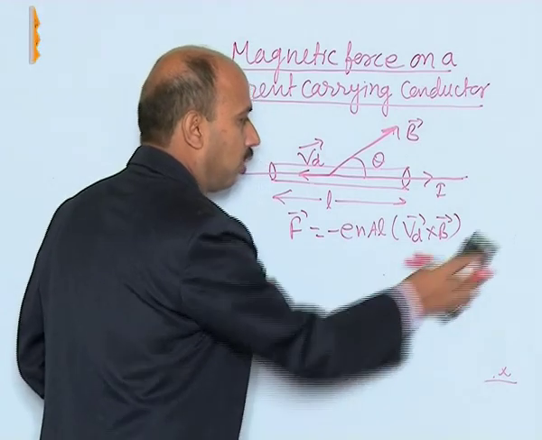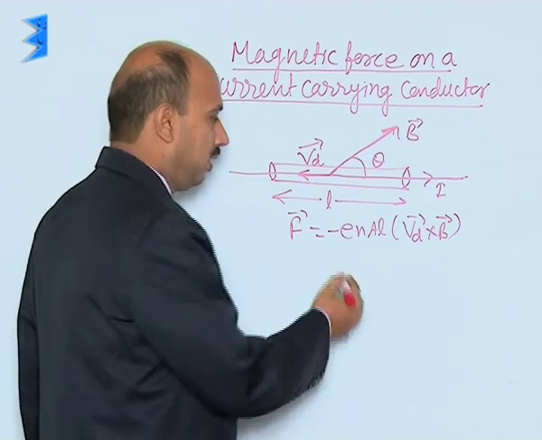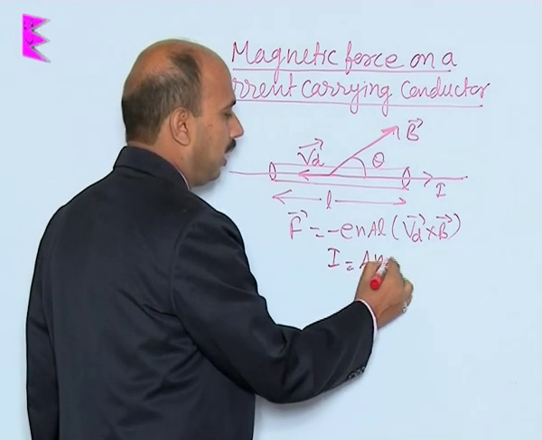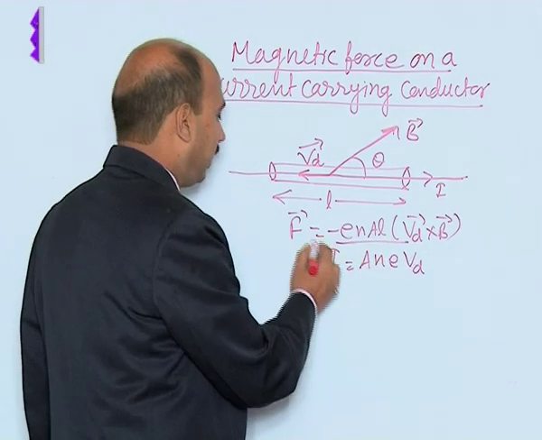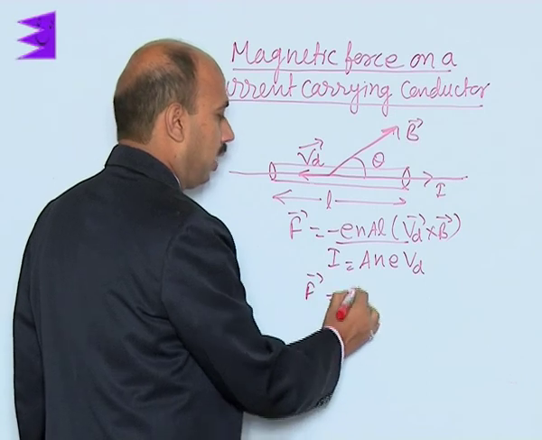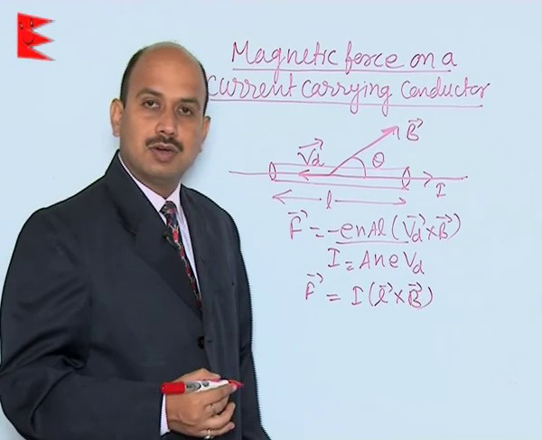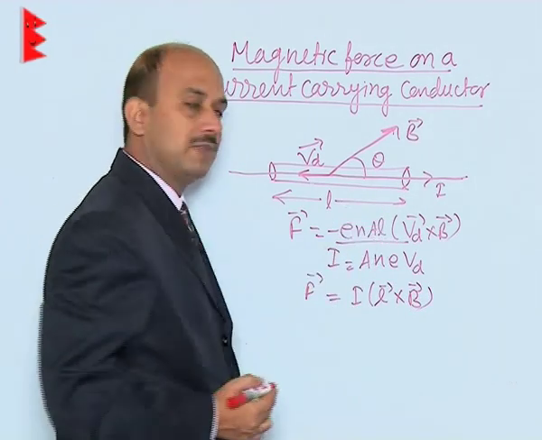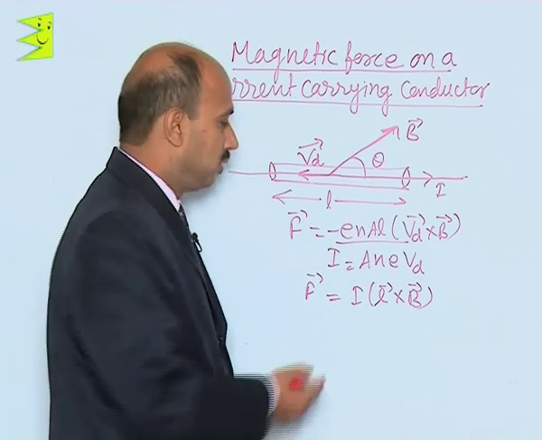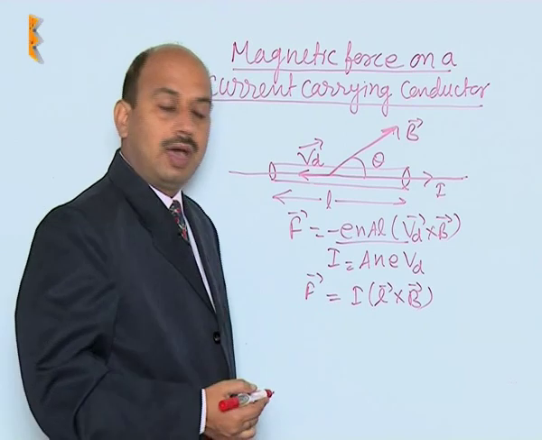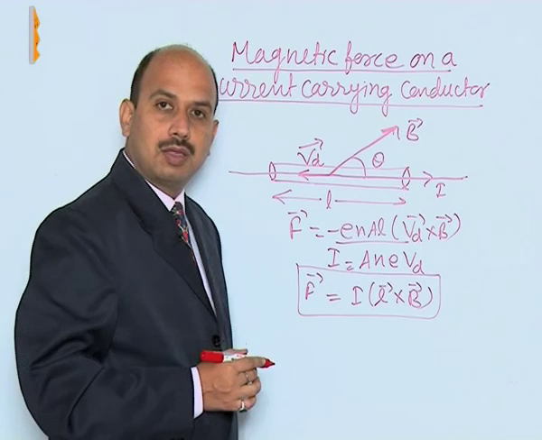So, now here we can solve this, or we can just replace it by the different factors I and L. So, we know I is equal to A N e Vd, we have done that in electric current. So, this expression can be written as F is equal to I L cross B here. We have taken L as the vector whose direction is along the direction of the current. So, the direction of the current and drift velocity are opposite to each other. So, this minus sign has been replaced and now we get the force acting on the current carrying conductor as I into L cross B.